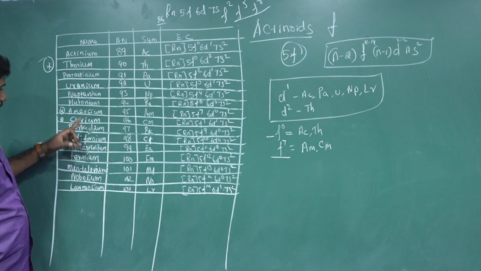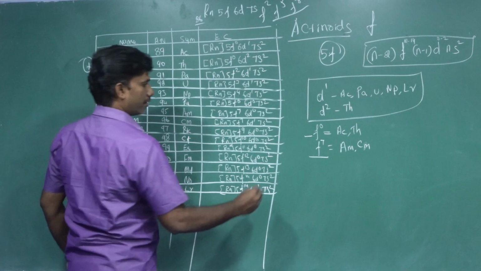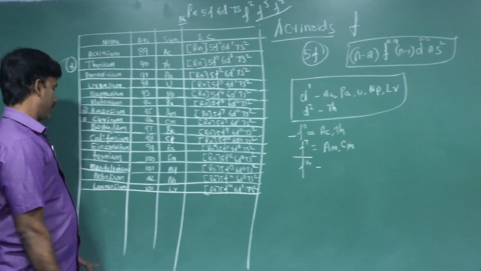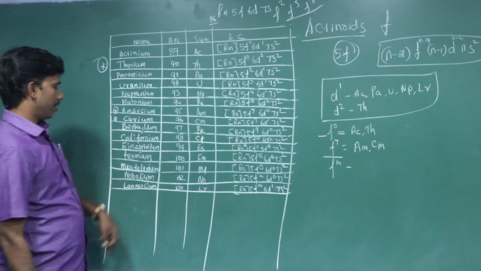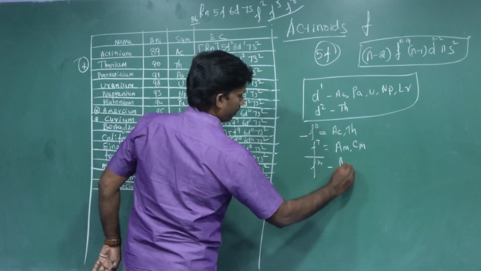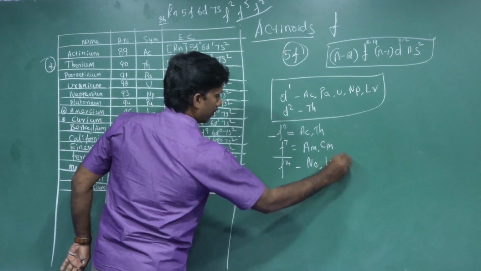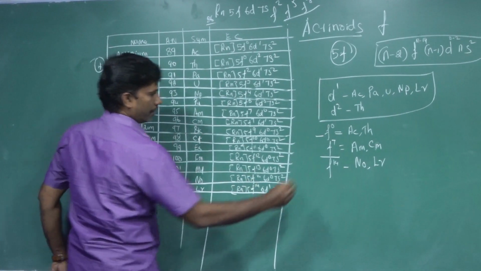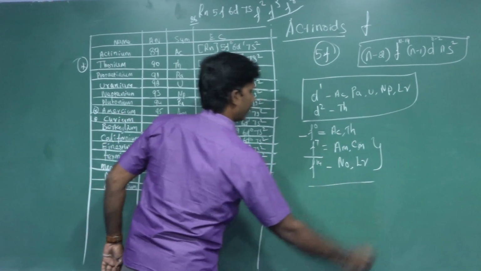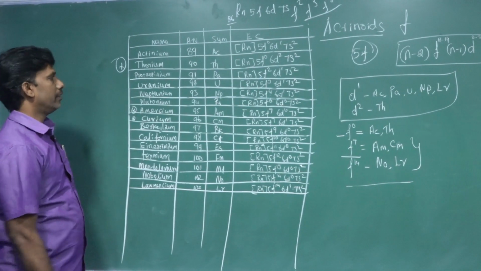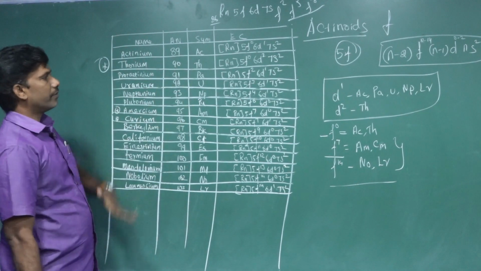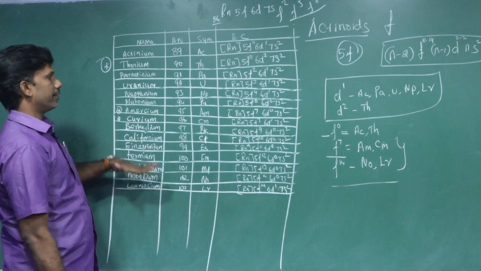Then the completely filled f orbital, f14, you may find in nobelium and lawrencium. They are mostly stable; half-filled and completely filled are most stable. Then a question may be asked, where is f7 present? Like this, so many questions may be asked.